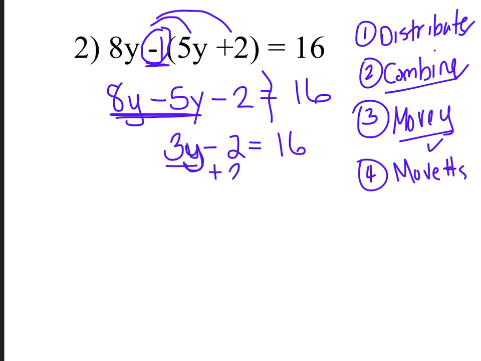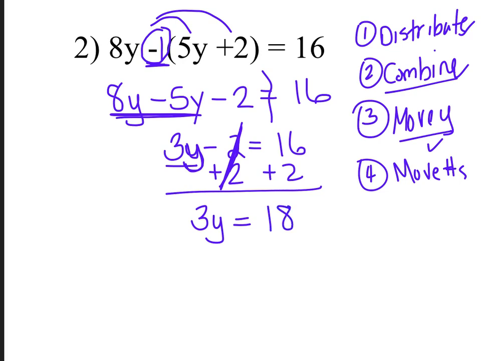So I'm going to add 2. When I add 2, I strategically pick the plus 2 because that makes that 0. I'm adding it to both sides, keeping it balanced, the equation not changing. And then it's 3 times y, so I divide by 3. So 3 divided by 3 is 1, so I'm just left with y on this side, and 18 divided by 3 is 6.